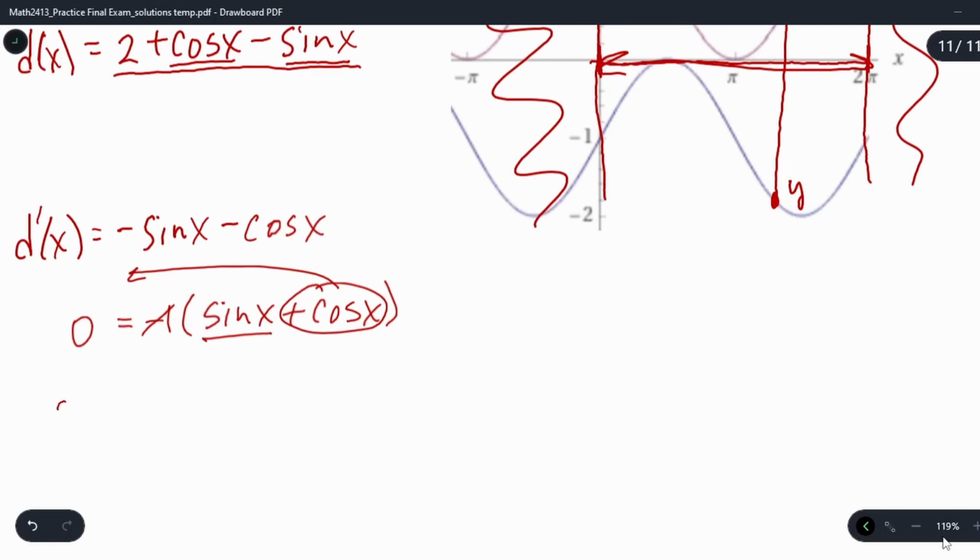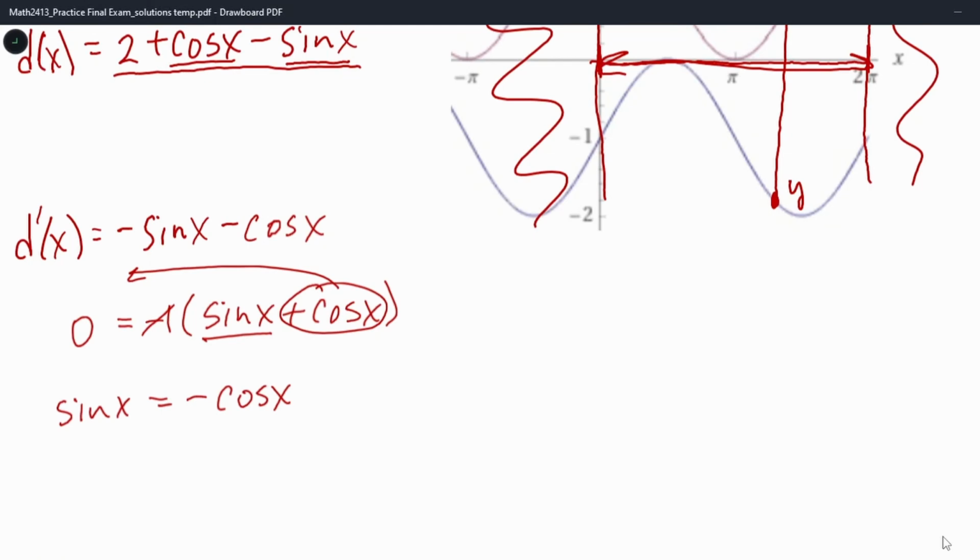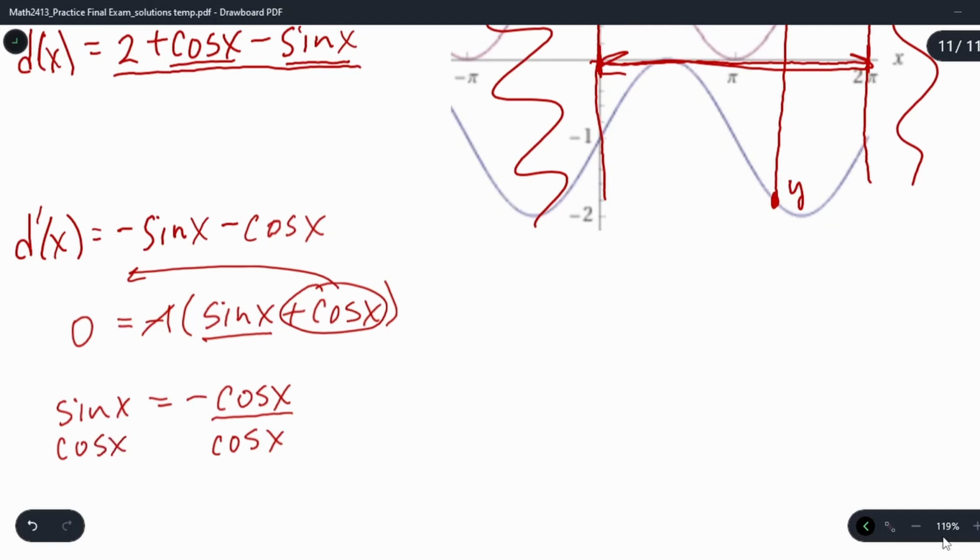So then the sine of x will be positive. It's going to equal negative cosine x. And then the next step I'm going to do may seem a little weird, but it's going to make sense to me. I'm going to divide by cosine x, okay? So why do I do that?